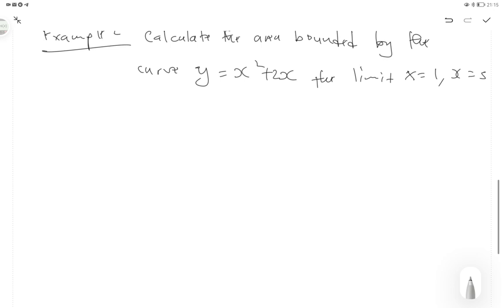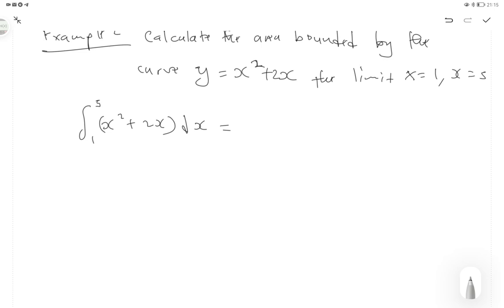One number is bigger and another number is smaller. The one that is bigger will be the upper limit and the one that is smaller will be the lower limit. So the upper limit is 5, the lower limit is 1. f of x is x squared plus 2x dx. So we'll go straight to the integration.